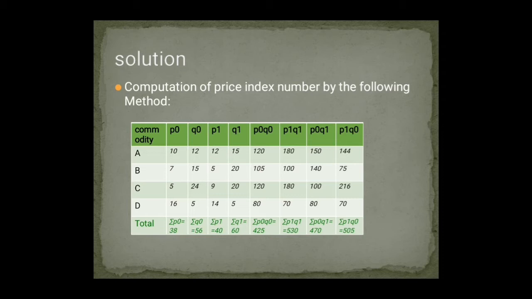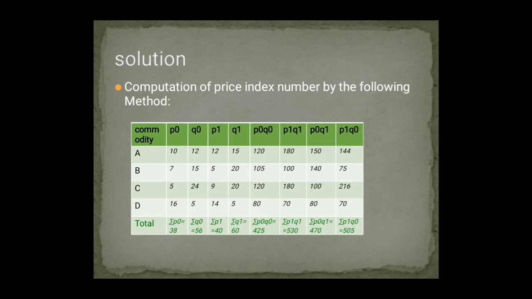And last, base year price and current year quantity. So what is base year price? P0. P0 is 10. Current year quantity, that is Q1, is 15. So 10 into 15 is 150. 7 into 20 is 140. 5 into 20 is 100. 16 into 5 is 80.